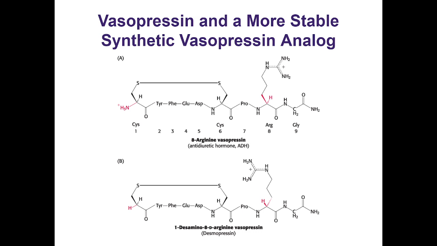Okay, so this is vasopressin, and we have a more stable synthetic vasopressin analog. Okay, so right here we can see the analog right here. So this is the antidiuretic hormone, ADH, right here. And here we have a more stable variant. This is desmopressin.